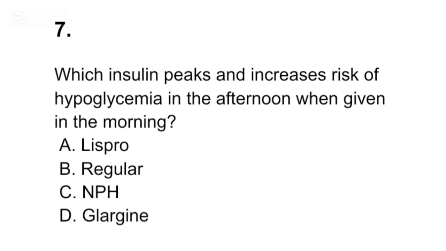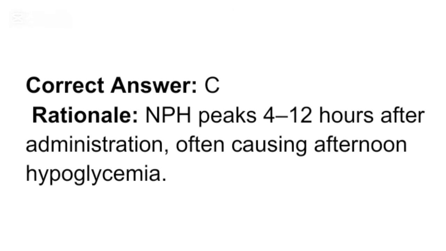7. Which insulin peaks and increases risk of hypoglycemia in the afternoon when given in the morning? A. Lispro. B. Regular. C. NPH. D. Glargine. Correct answer, C. Rationale: NPH peaks 4 to 12 hours after administration, often causing afternoon hypoglycemia.